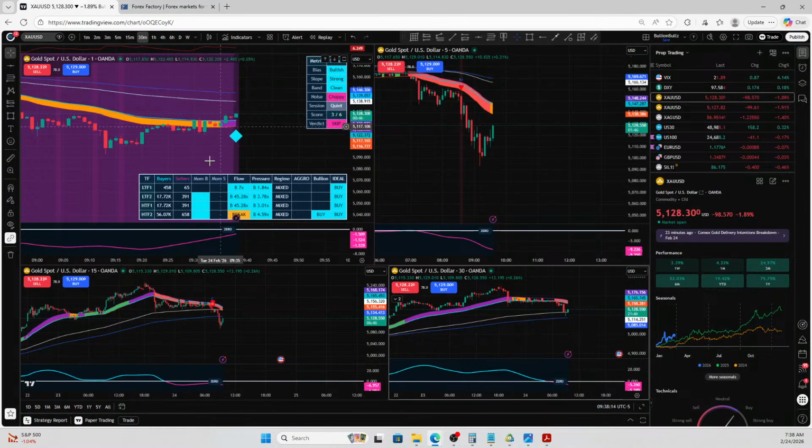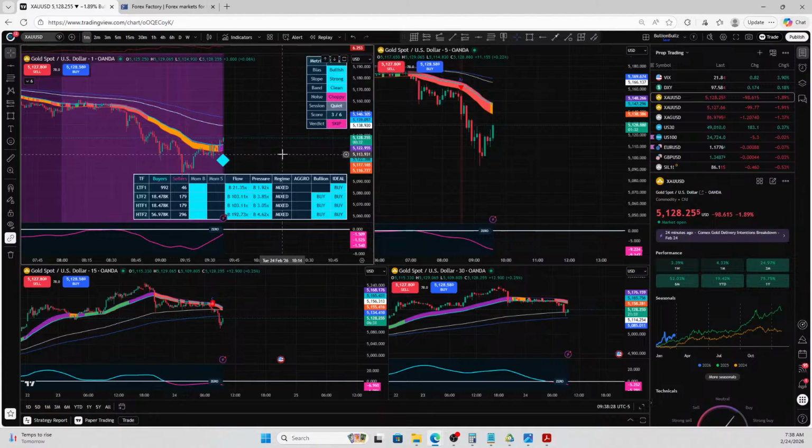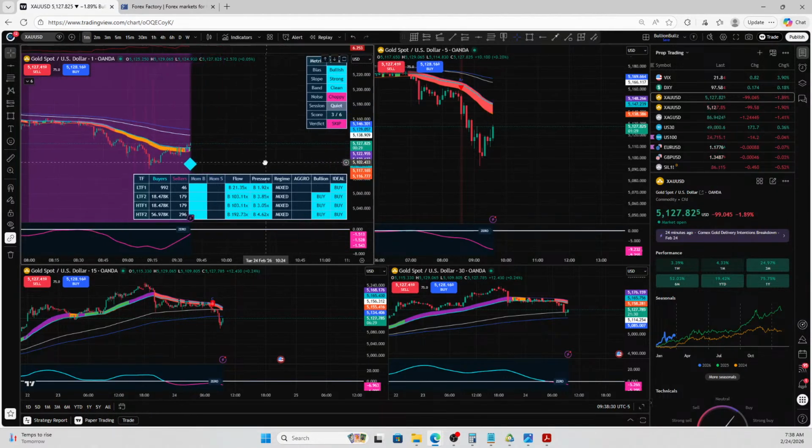So volume is coming in. You can see there. It's becoming extremely bullish. Structure is bullish, however, bias is bearish. We want everything to align before we take an entry. So we'll just wait.